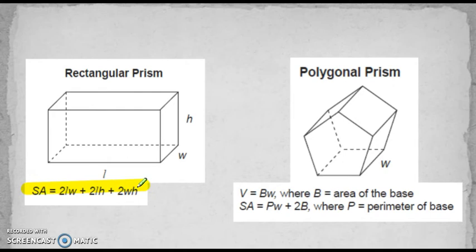We can use that formula for a rectangular prism. We are basically taking the length times the width to find the area of the bottom shape. But we are also going to be needing the top, and since top and bottom are the same, that's why we have 2.